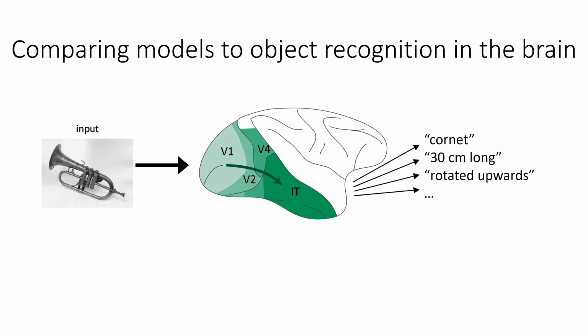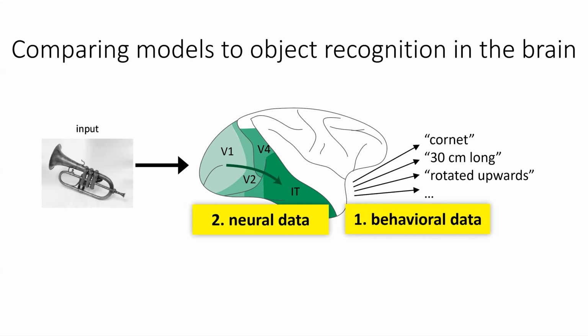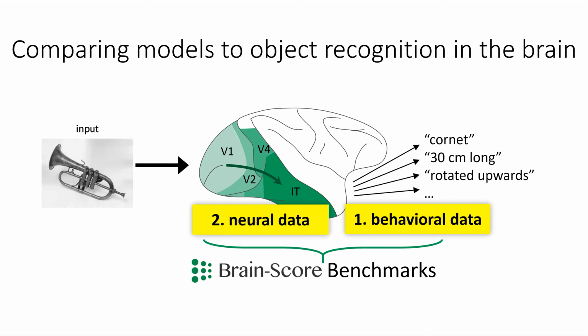So when we want to compare models of the primate ventral stream to the brain, the two primary data we use so far are, one, behavior data, and second, neural data. Those together make up the suite of BrainScore benchmarks. And you can think of behavior data as really the outputs of the system, and neural data as the internal processing steps. These are what we record with electrodes mostly.